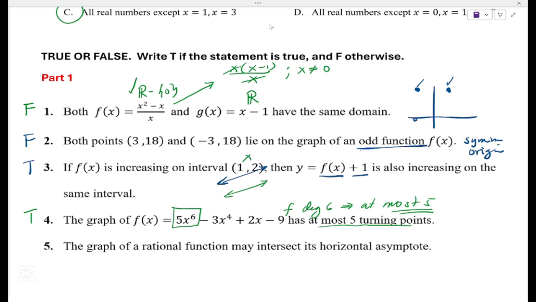Then for number 5, the graph of a rational function may intersect its horizontal asymptote. Yes, that is true, because there are some rational functions that intersect their horizontal asymptote or oblique asymptote. But a rational function never intersects its vertical asymptotes. But for horizontal, yes, it may intersect. So that's the true or false question.